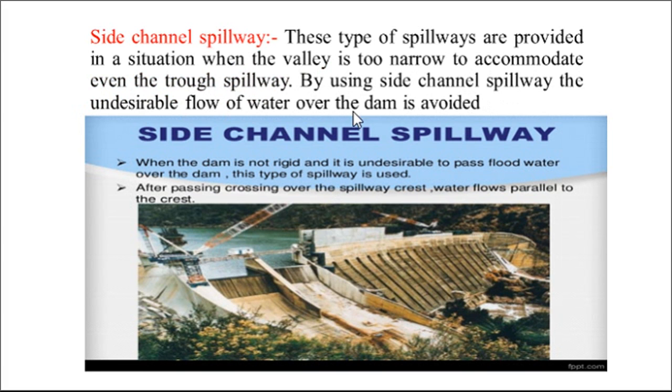Then side channel spillway. So this is a dam constructed and this is the side channel. When the dam is not reached and it is undesirable to pass flood water over the dam, this type of spillway is used. After crossing over the spillway crest, water flows parallel to the crest. This is the side channel spillway.